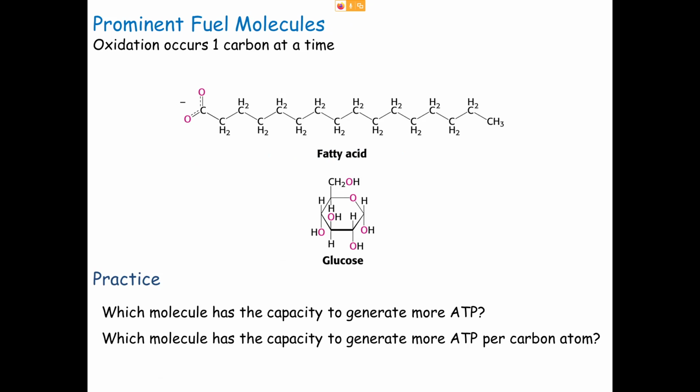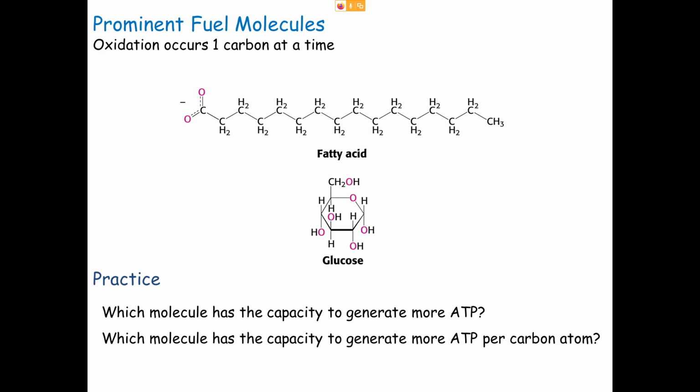Okay. So here's our two examples one more time. The fatty acid on top, our glucose on the bottom, all the oxygens are highlighted for you to give you an idea of where every carbon is on the stage. So which of these two molecules has the capacity to generate more ATP, the fatty acid or the glucose? The fatty acid by far, right? Nearly every carbon on average has a higher potential than every other carbon that was on glucose, right?